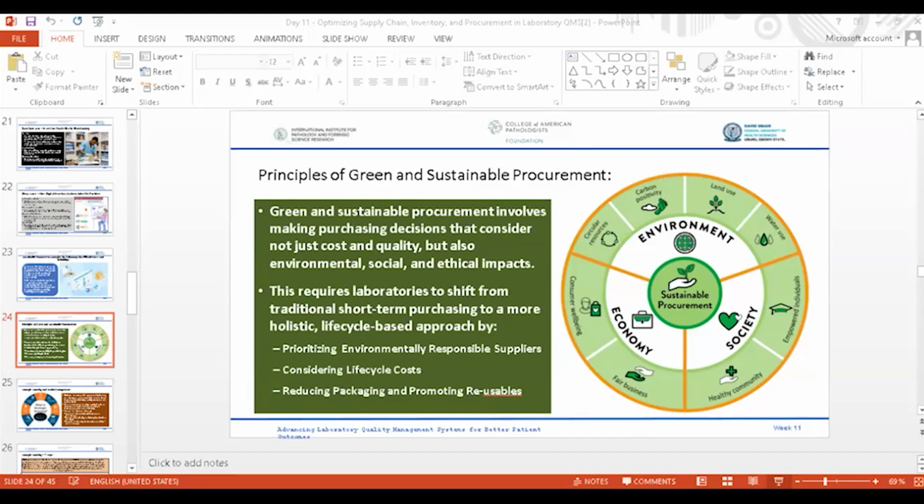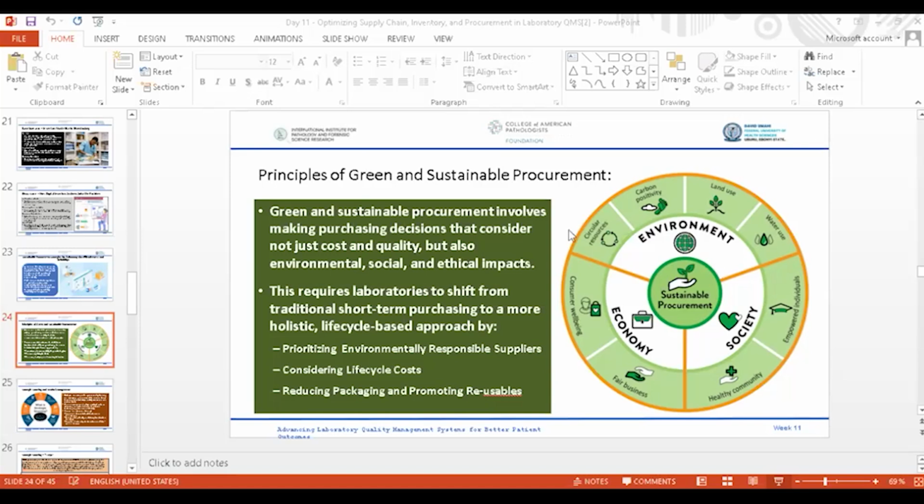So the third life cycle based approach is by reducing packaging and promoting reusables. Labs can significantly reduce waste by selecting products with minimal or biodegradable packaging. For example, refillable containers for chemicals or reagents, reusable sample vials, and recyclable pipette tip boxes are all examples of sustainable alternatives that can reduce operational waste and disposal costs.